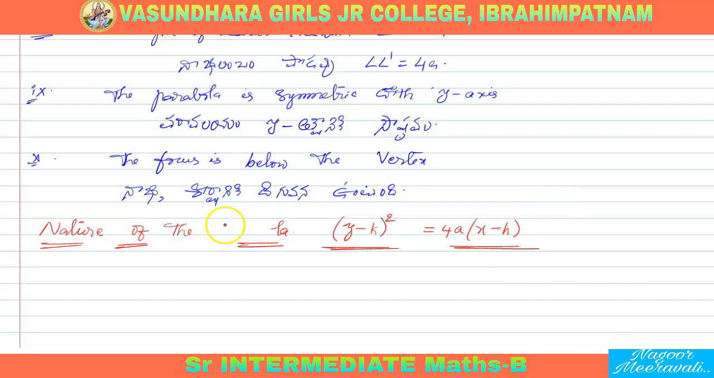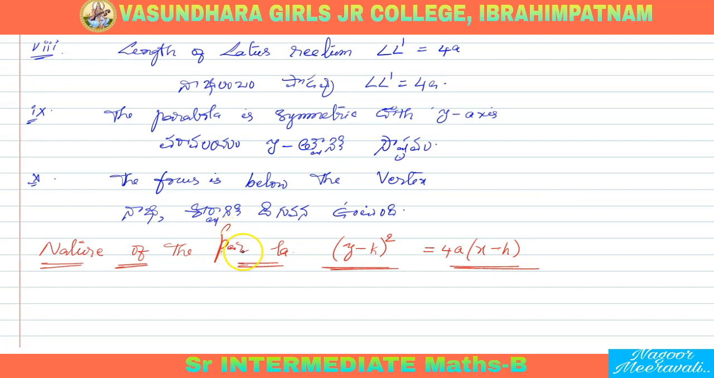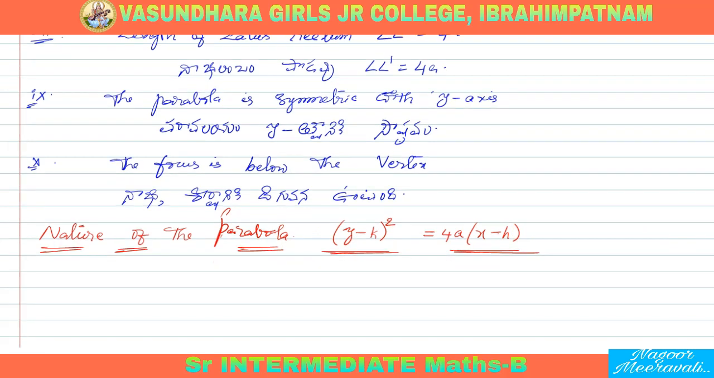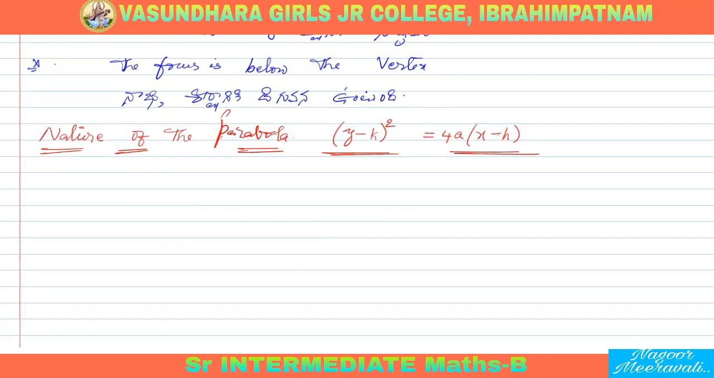Nature of the parabola: y minus k whole square is equal to 4a into x minus h. The basic diagram of this one is like that. Same as the y square is equal to 4ax form, but the origin is shifted to h comma k. That means the vertex has shifted to h comma k. So this is the vertex, here h comma k, the remaining should be the same.